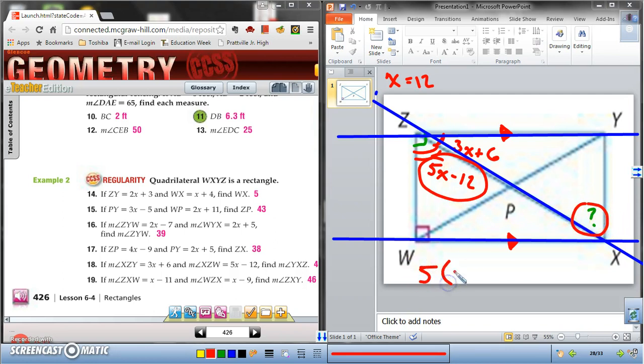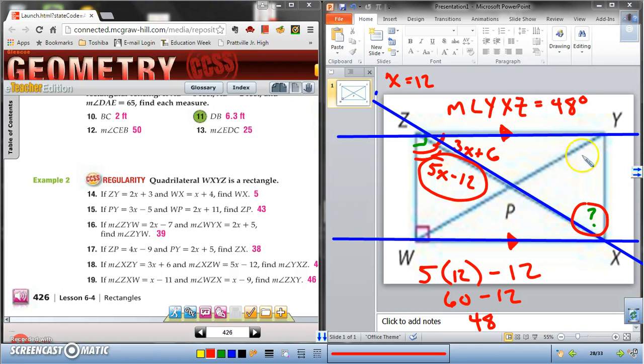I have 5 times x minus 12. This is 60 minus 12 for a measure of 48. So your final answer for number 18, the measure of angle YXZ, is 48 degrees.